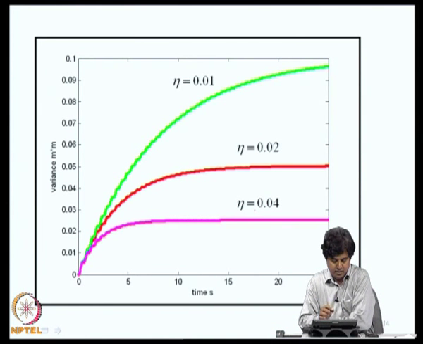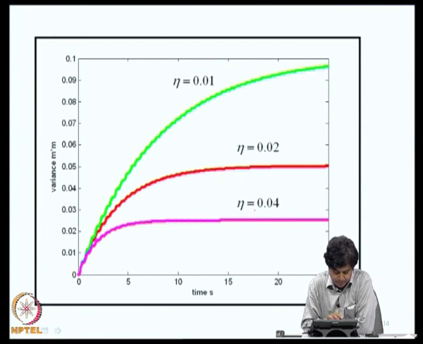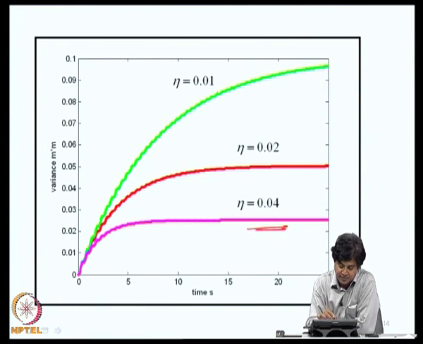So, I have shown a few plots of autocovariance and variance. This is a plot of variance. System starts from rest and this is for different values of damping parameter. So, as you see here, as time becomes large, after some initial growth, after some time the response reaches a constant value, the variance becomes constant. The steady state value of the variance depends on damping.